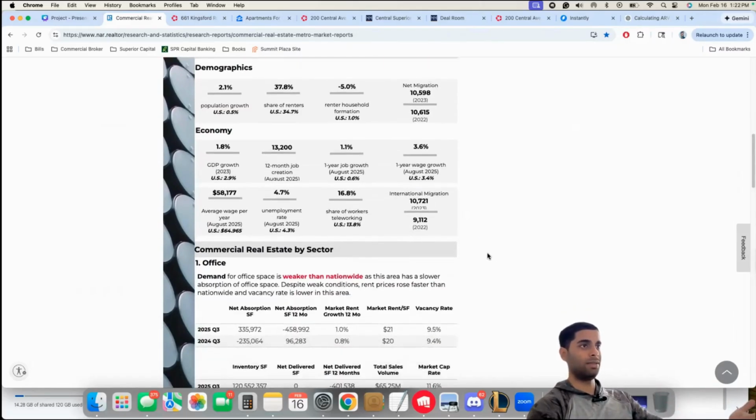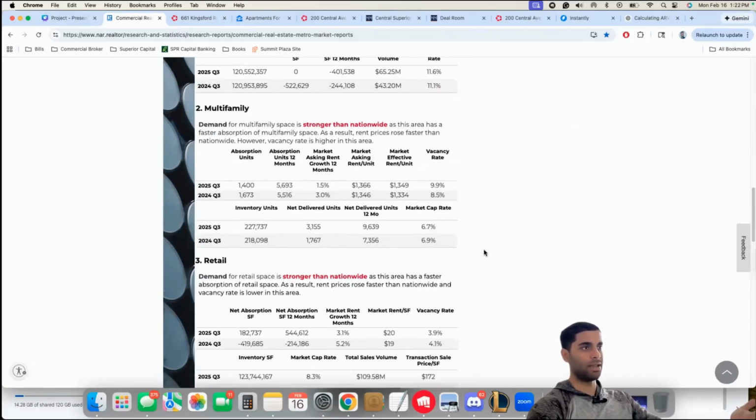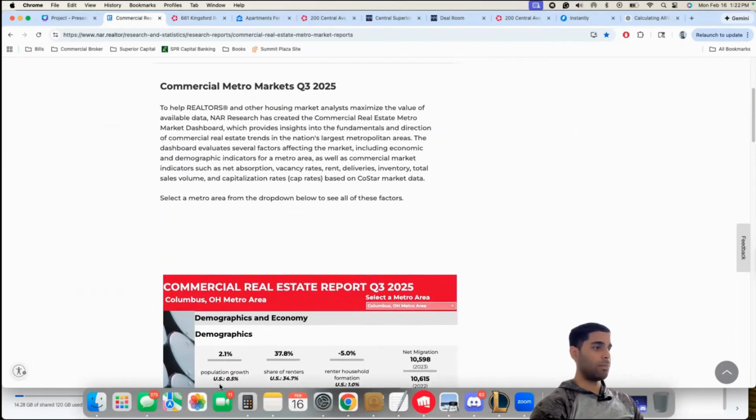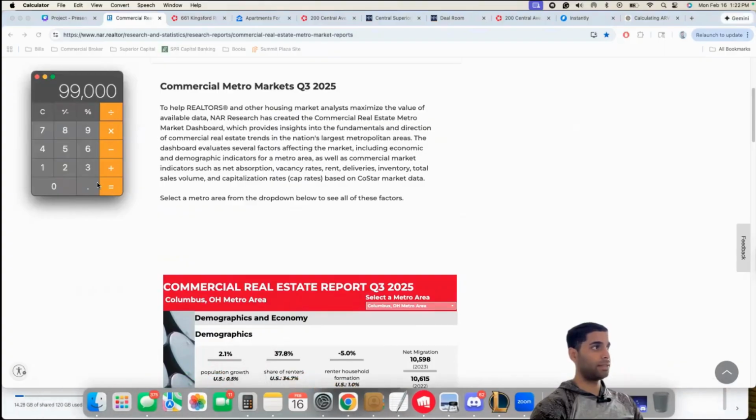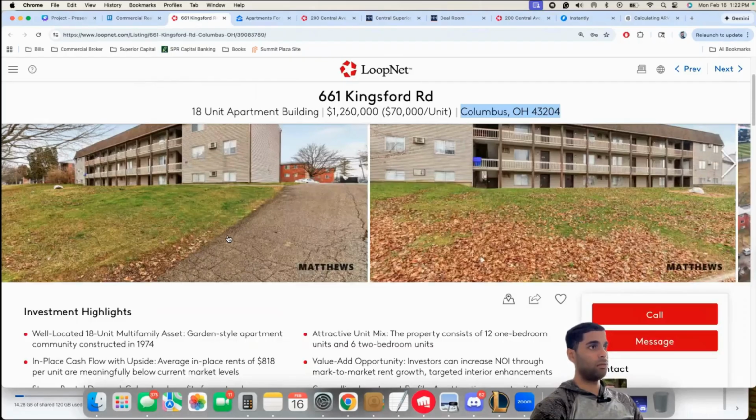But I know it's probably going to be high mid sevens. Again, it has 6.75, and that's probably for B class. I'm going to raise that because it's a C class building, so I'm going to do 7.5. So I'm going to divide this by 0.075. It gives me a stabilized value of 1.3 million.